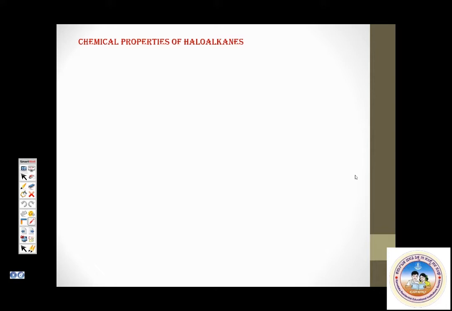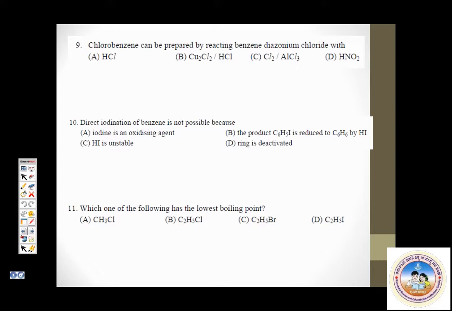Okay, so just as a quick recap, I'll go to the previous slide so that you can relate to these questions. Yes, I think these were the last questions that we solved, right? Question number 9, 10, 11. These were related to methods of preparation of haloalkanes, haloarenes, and physical properties. In today's session, we'll continue with chemical properties of haloalkanes and haloarenes, starting with chemical properties of haloalkanes.